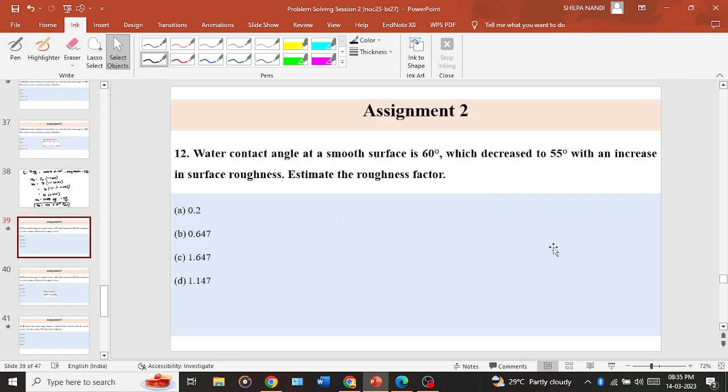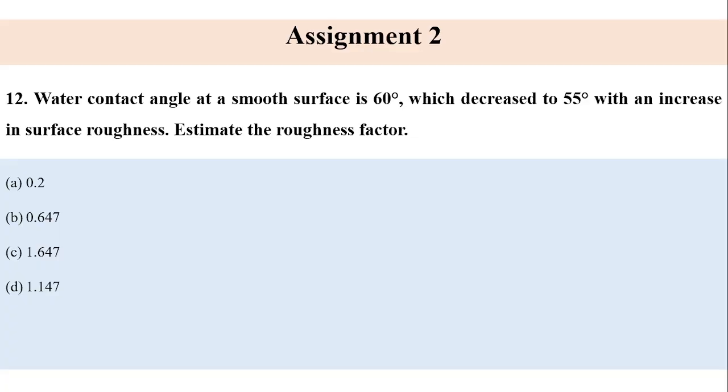Now we will move on to the next question. Next question is question number 12. Water contact angle at a smooth surface is 60 degrees, which decreased to 55 degrees with an increase in surface roughness. We have to estimate the roughness factor. So your options are A, 0.2, B, 0.647, C, 1.647, and D, 1.147.